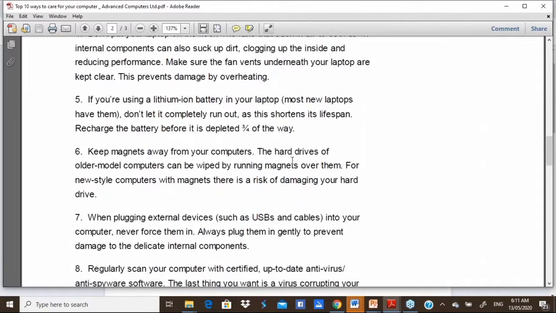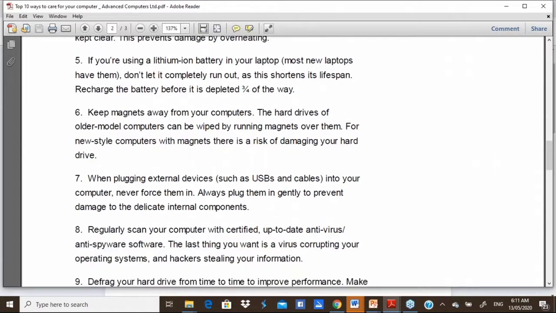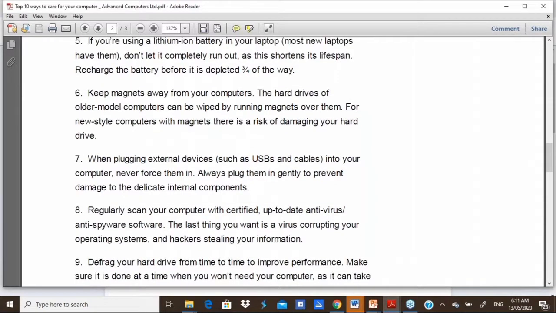Keep magnets away from your computers. Why? Because magnets can wipe off all the information on your hard drive. And you can never tell where your hard drive will be located, especially in your laptop.